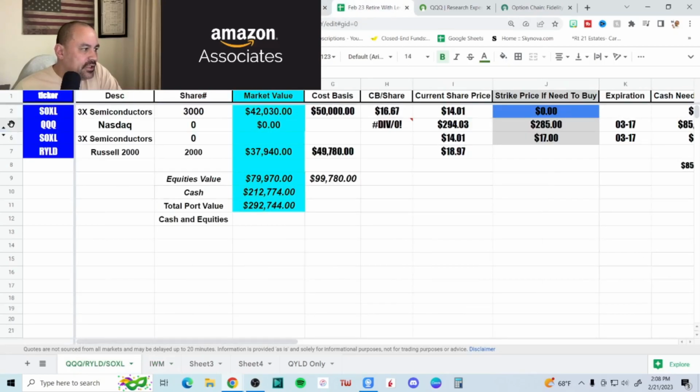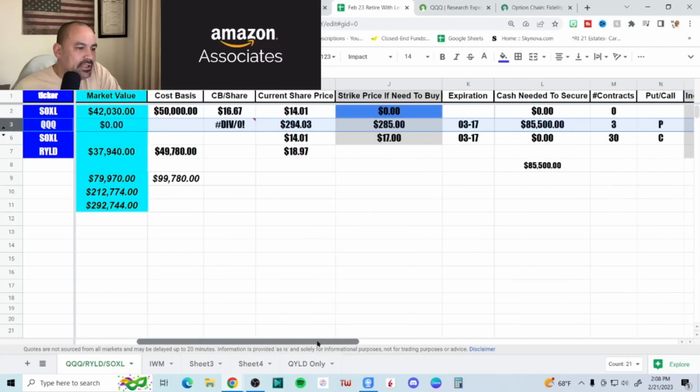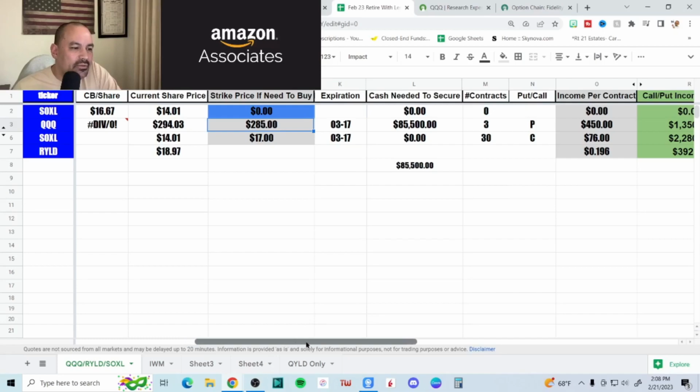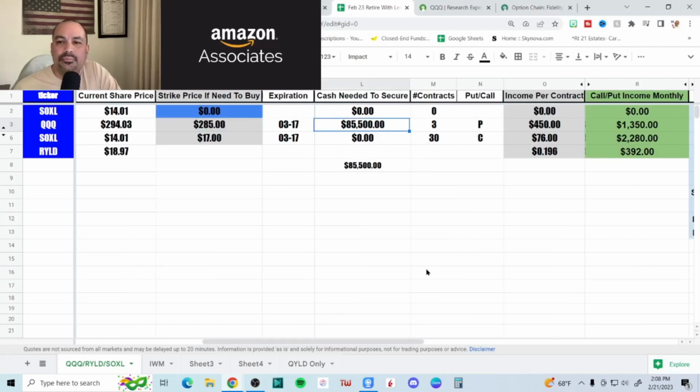So February, you can see the NASDAQ, no shares. Those went away. It all went back into cash. So what did we do? We ended up selling some puts on the QQQ at 285. It's a little bit higher than I wanted to be, probably. 282 is about where the support levels are, and I just went with 285 to be a little more aggressive. It's not a big chunk of change. It's $85,500 to secure these three put contracts that we got $450 apiece for.